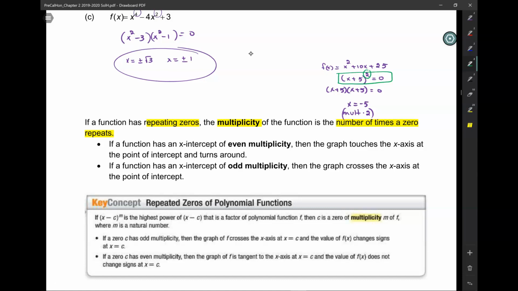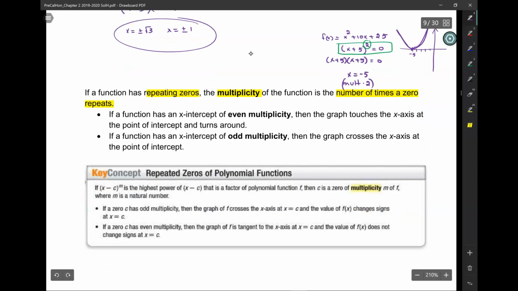Now, what does this mean if zeros are where the function crosses the x-axis? This one, if it's x plus 5 squared, 1, 2, 3, 4, 5. Here is negative 5. That's how it looks. So it crosses the x-axis 1 time. Okay? It could cross up to 2 times. That's what we said. Okay, so now, here is the thing.